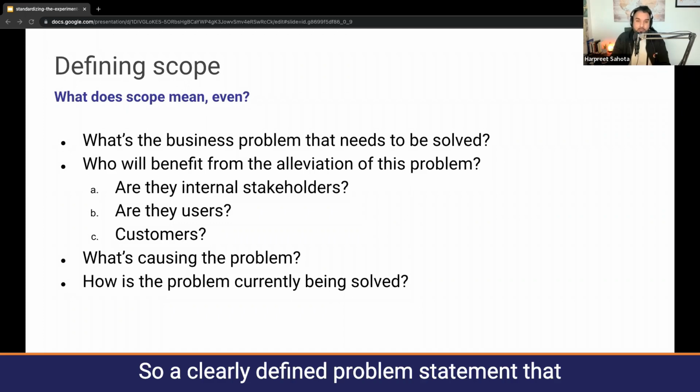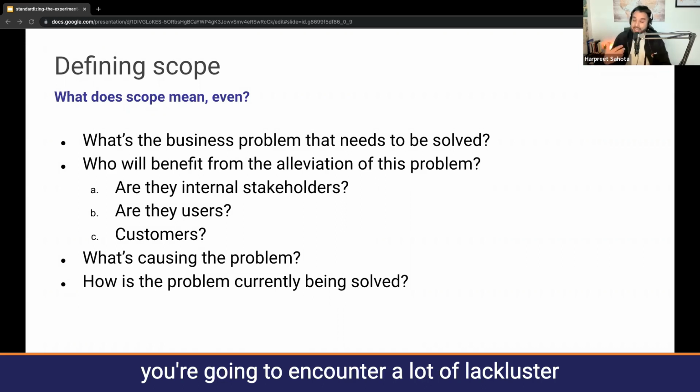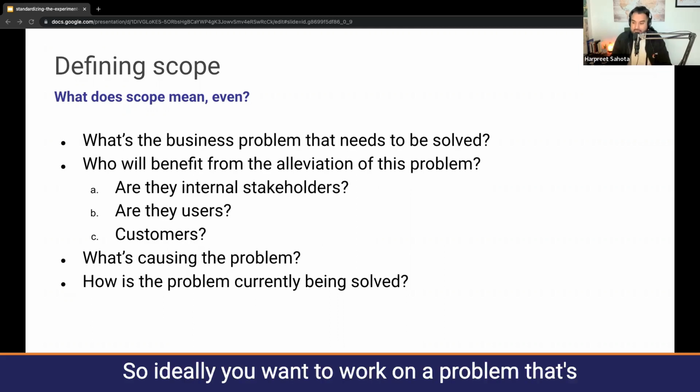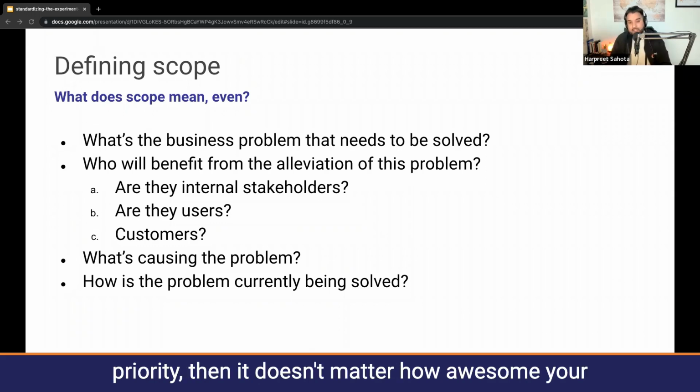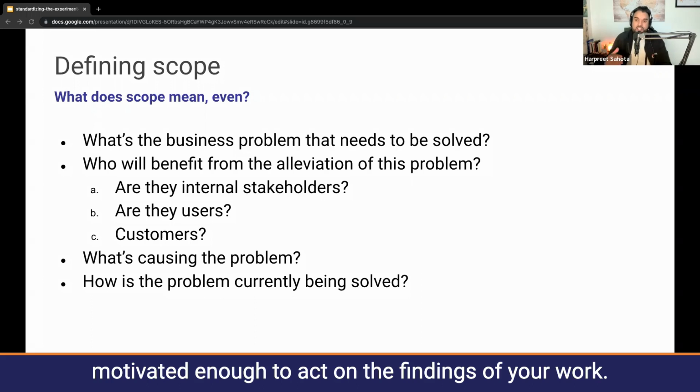So a clearly defined problem statement that doesn't have a business impact means that you're going to encounter a lot of lackluster enthusiasm for all the effort that you are putting in. So ideally, you want to work on a problem that's a priority for your organization. And if it's not a priority, then it doesn't matter how awesome your model is, no one in the organization is going to be motivated enough to act on the findings of your work.